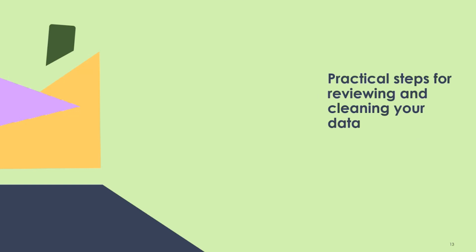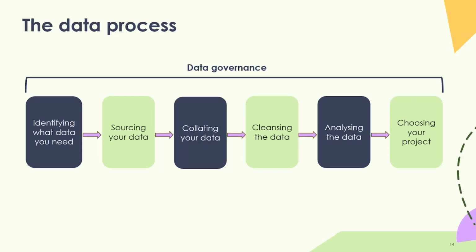Practical steps for reviewing and cleaning your data. It's a quick data governance timeline sort of thing, quite high level, but really the process can be boiled down to identifying what you need. That would be influenced by scheme criteria, what factors are important to you, your strategic goals as an organization, sourcing data, collating that data into one place, cleaning it, transforming it, making sure that it's all neat and tidy, that the format's all the same, that sort of thing.